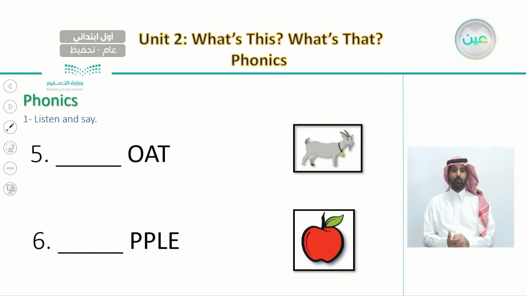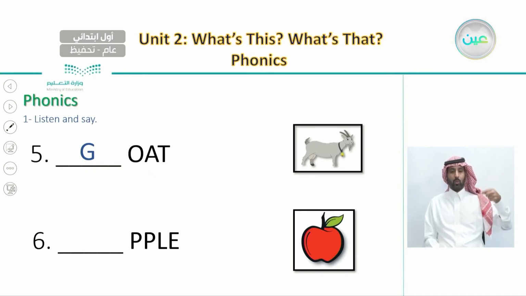And number 5, the letter is G, and we pronounce G here as goat. Repeat after me. Goat.